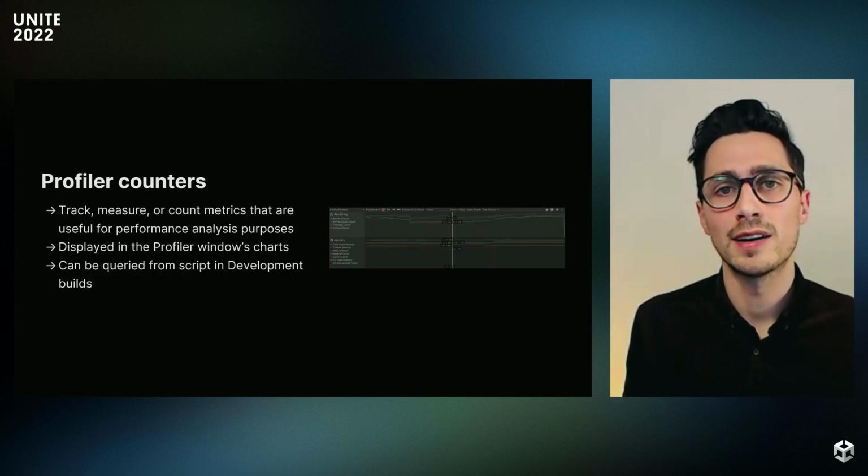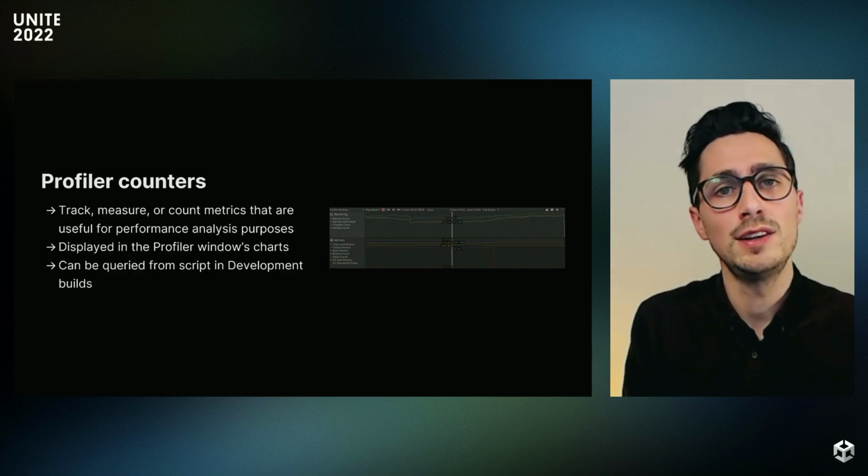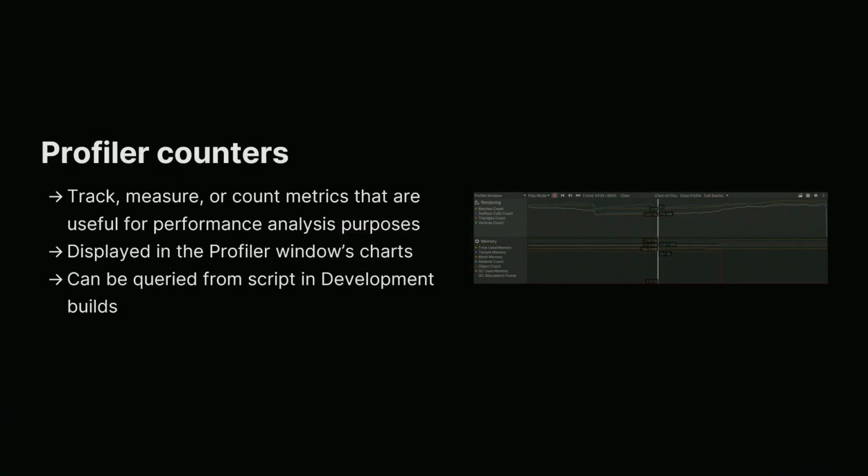Profiler counters track, measure, or count metrics in your game that are useful for performance analysis purposes. For example, a counter could track the number of instances of a prefab, or the number of bytes of memory used, or the time taken to execute some code. Counters are displayed in the profiler window's charts, as shown on the right here. This is useful for monitoring the value over time and correlating it with other counters or activity.